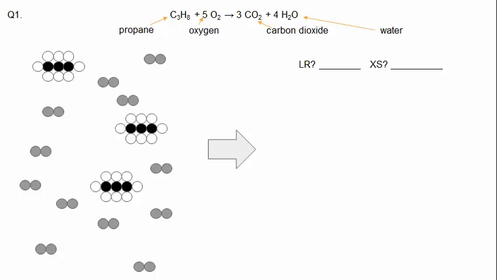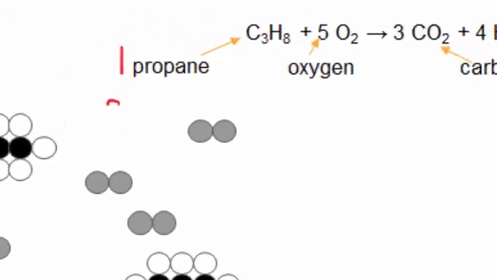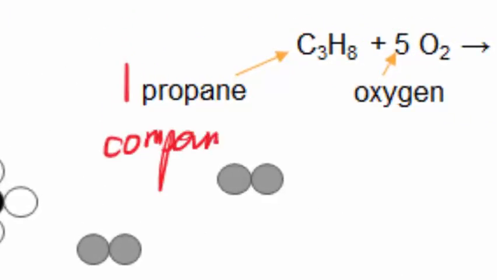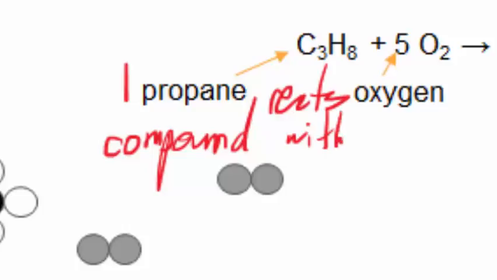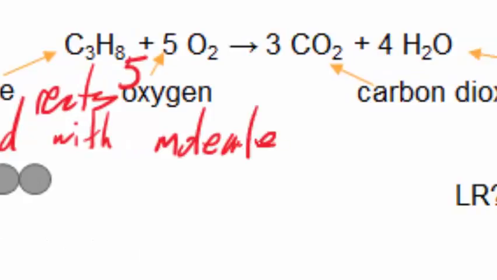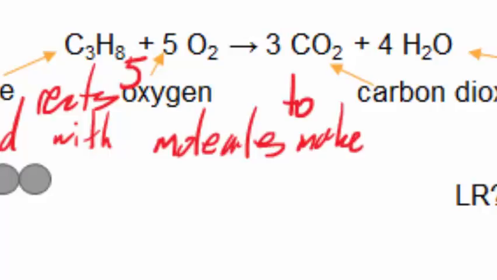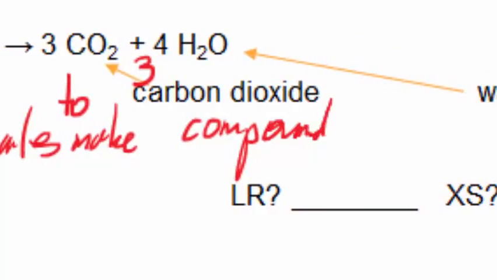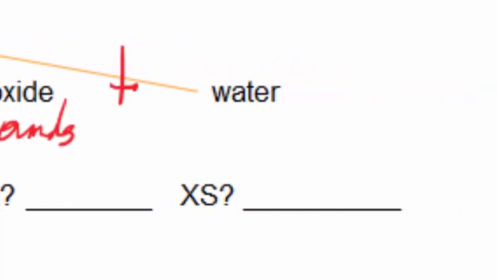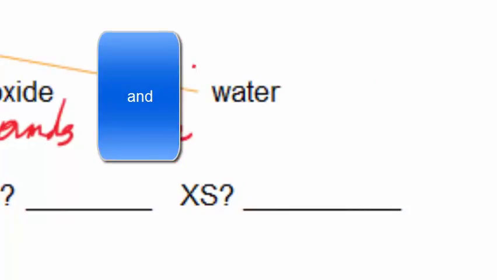So, the first thing you have to do is be able to write a sentence. So you can write one propane compound reacts with 5 oxygen molecules to make 3 carbon dioxide compounds to make 4 water compounds.